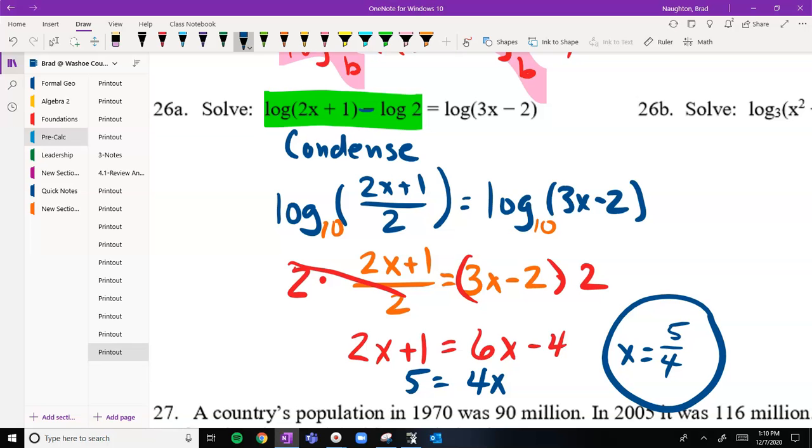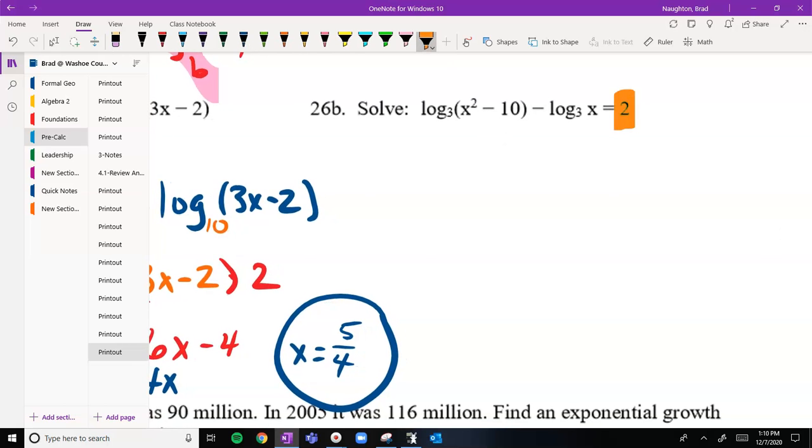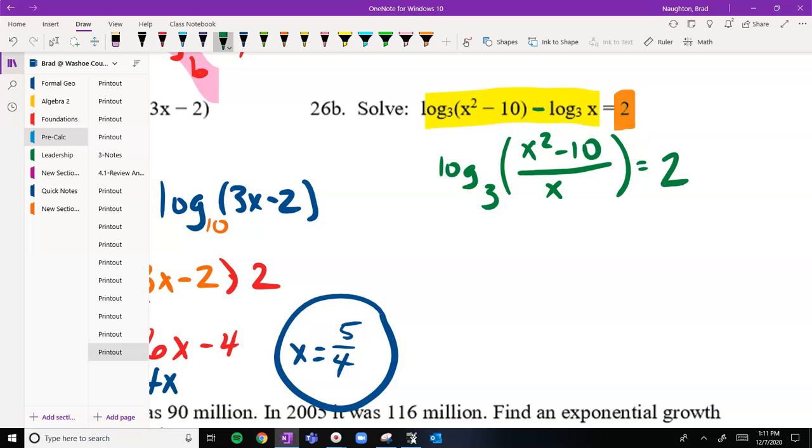Alrighty. So moving on to 26b here. So this 2 is going to make it so I can't do that same rule that I did on the previous example. What I'm going to have to do is make this side still 1 log by condensing and then convert it to exponent form. So it's a minus, so that's dividing. So it's going to be log base 3 of x squared minus 10 divided by x is equal to 2. So let's convert that. So the base is 3. So base stays base. The other 2 switch place. So the 2 comes over and that parentheses goes to the other side. So x squared minus 10 over x.